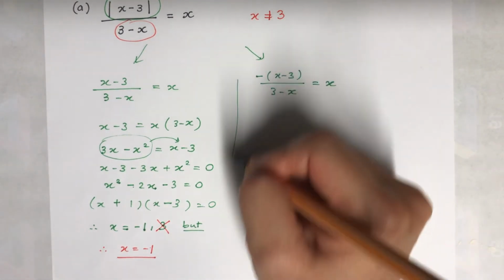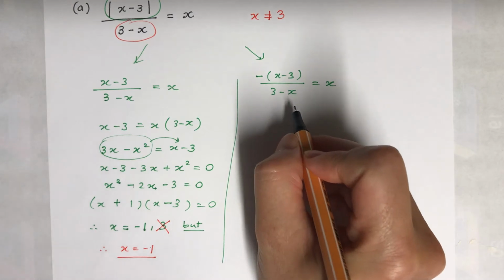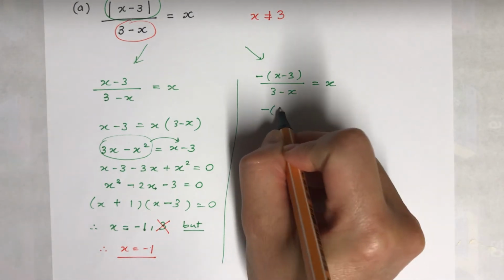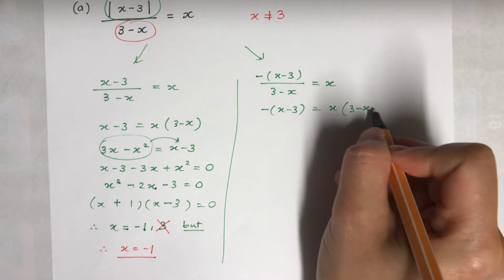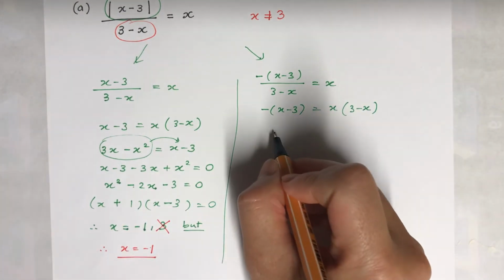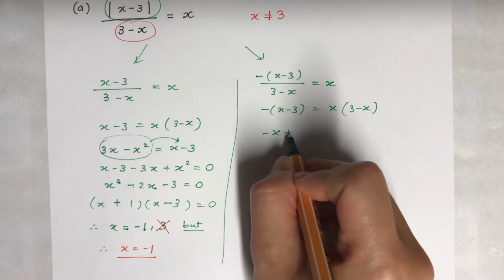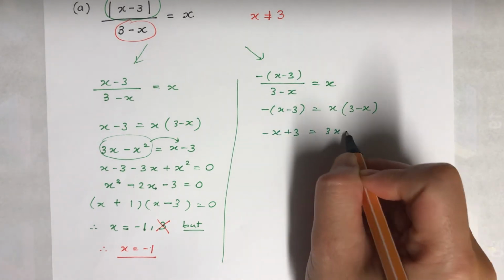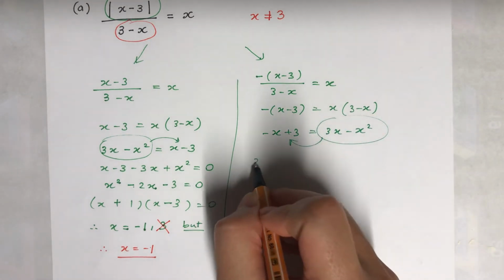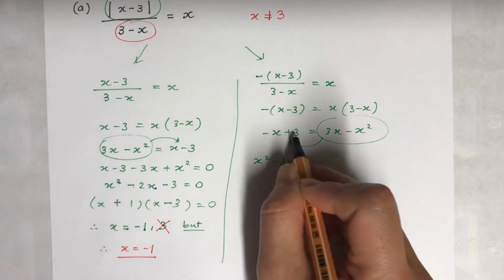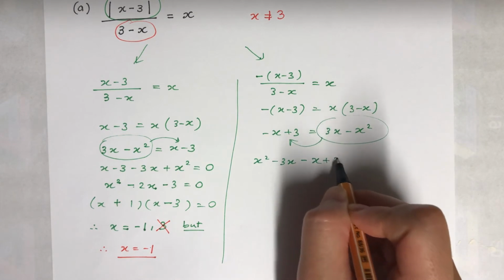So I've done the first part, so I'm going to do this one. So I'm going to do x minus 3, 3 minus x. Okay, so what I've got here, minus x plus 3, 3x minus x squared. So I'm going to move this one to the other side. 3x is going to stay the same.